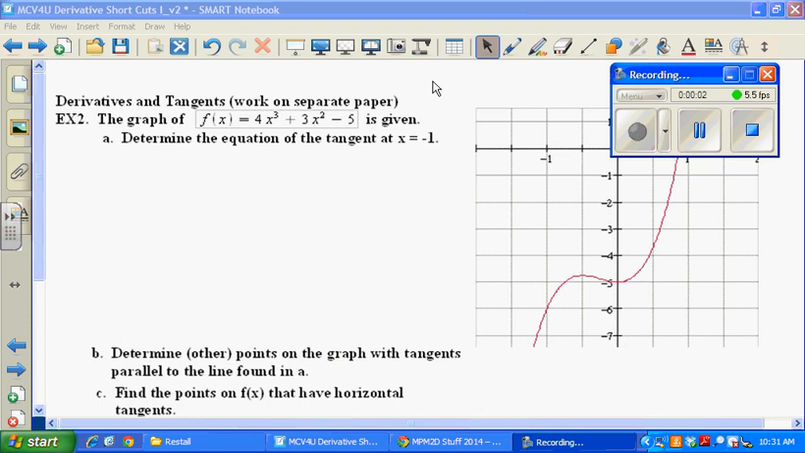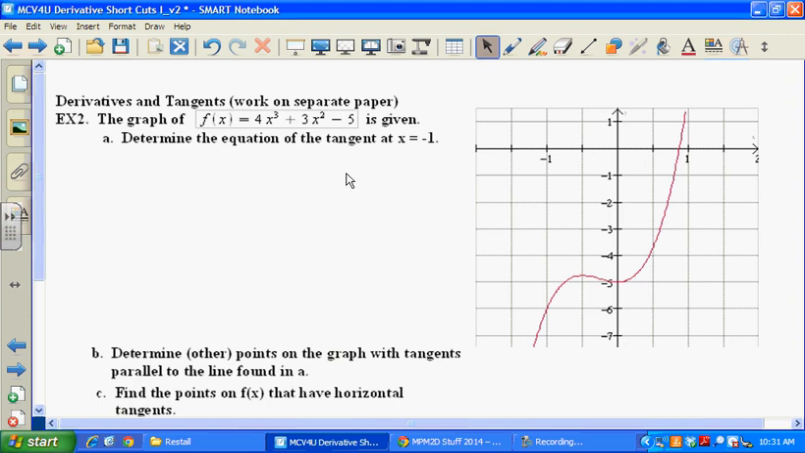All right, we're back here, calculus folks, with the last couple of examples on the first day of shortcuts called derivatives and tangents. You're going to need to do all the work on separate paper. I'm going to try and squish it in right here. But let's get into it.